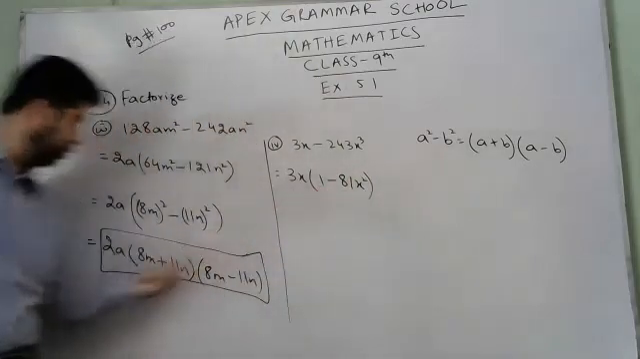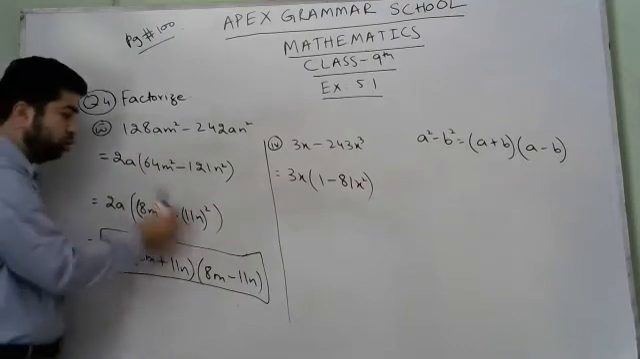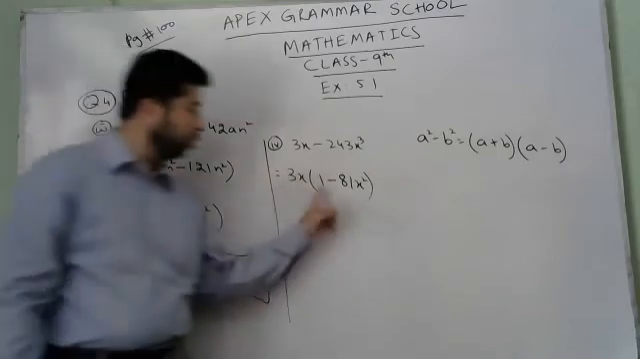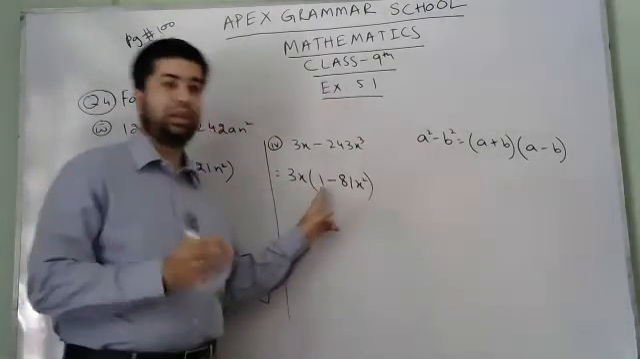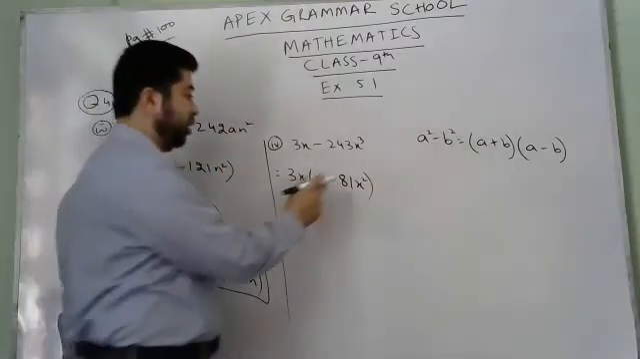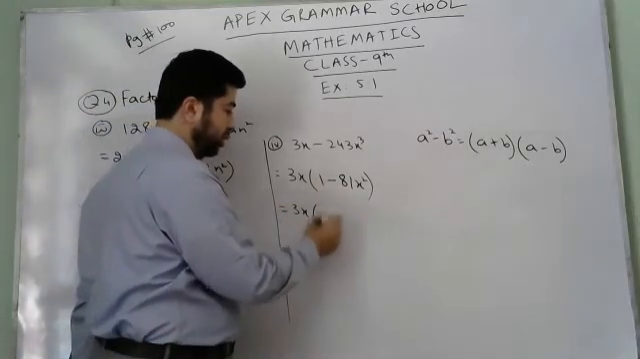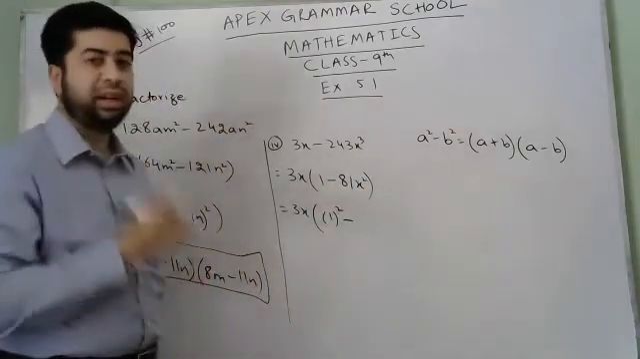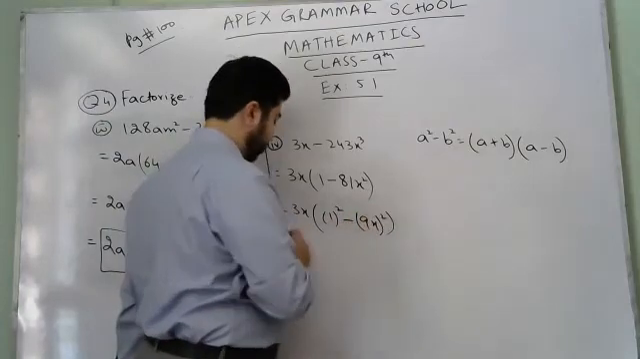Again, it's the same situation, just like this. After taking 2a common, there were 2 squares here, and between the 2 squares there is a negative sign. So these are also 2 squares, because you can say that 1 square is also 1. 81 is 9 square. So between them there is a negative sign. So 3x, 1 square minus 81x square means 9x square, 9x whole square.